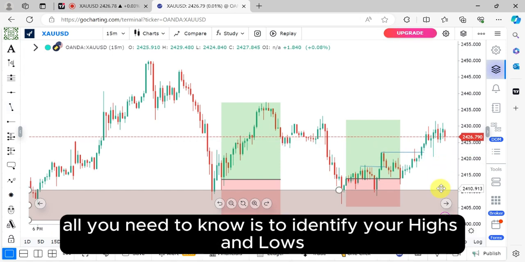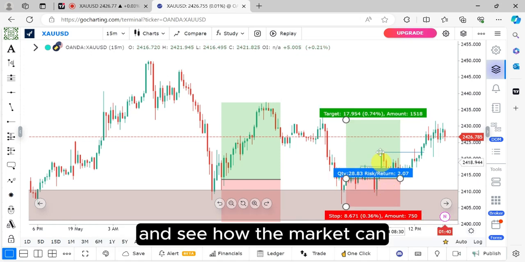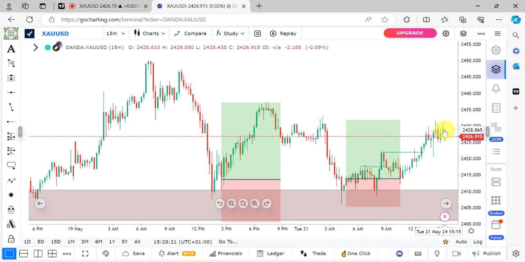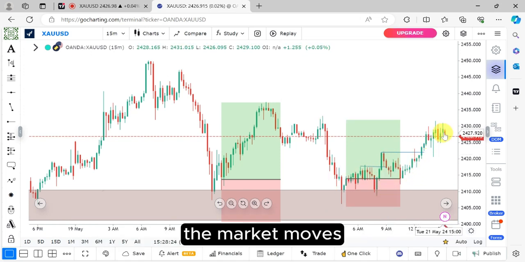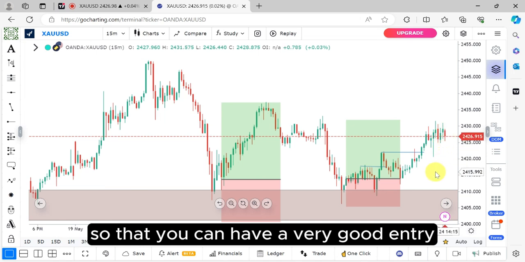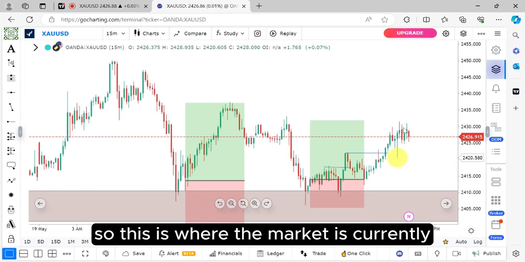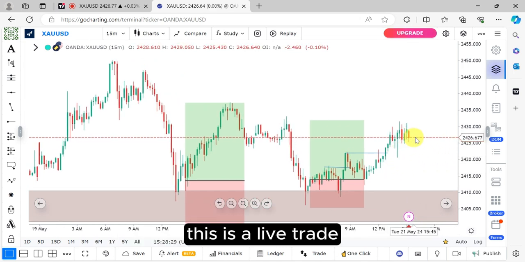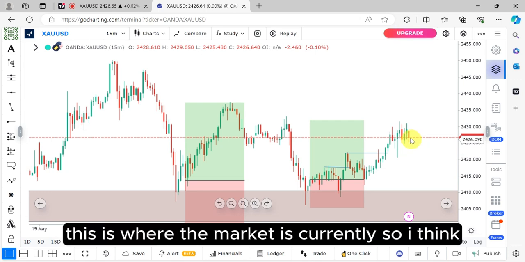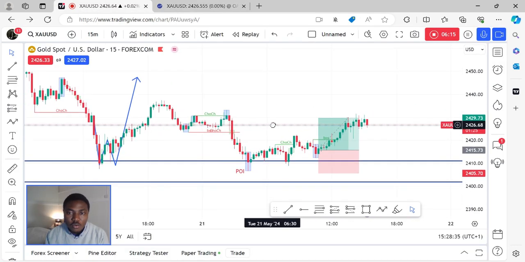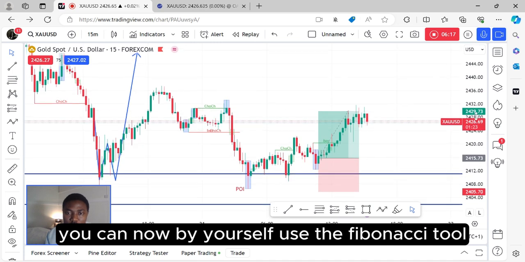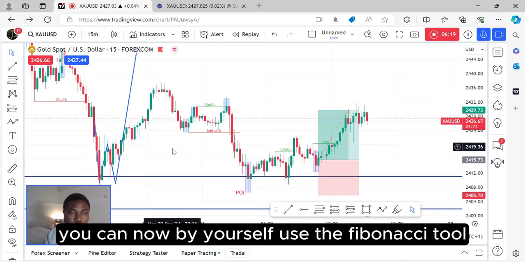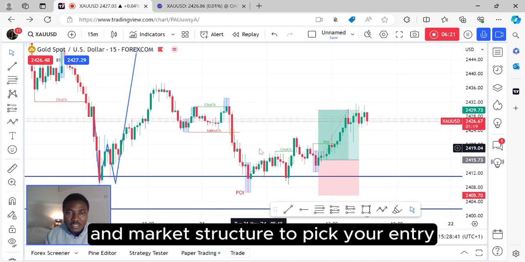Okay, so all you need to know is to identify your highs and lows and see how the market moves, so that you can have a very good entry. So this is where the market is currently. This is a live trade. So I think you can now by yourself use the Fibonacci tool and market structure to pick your entry.